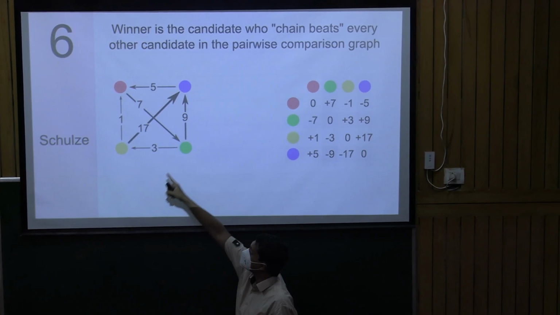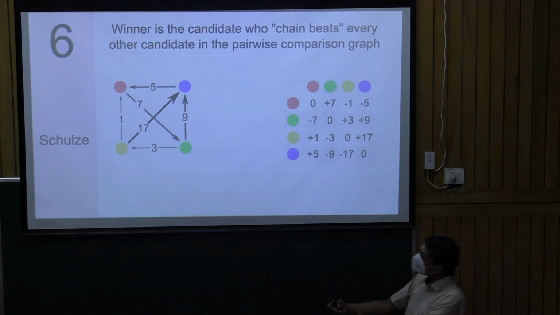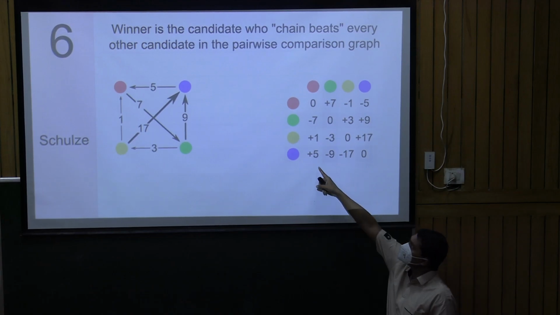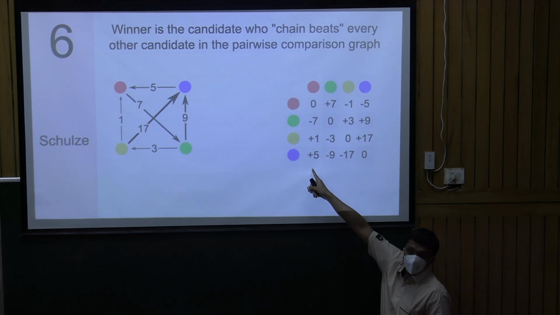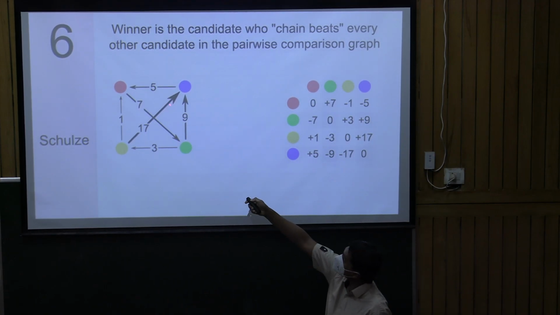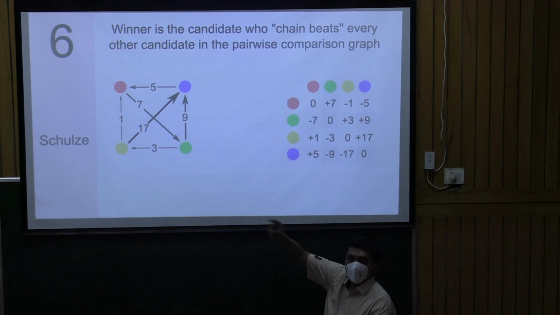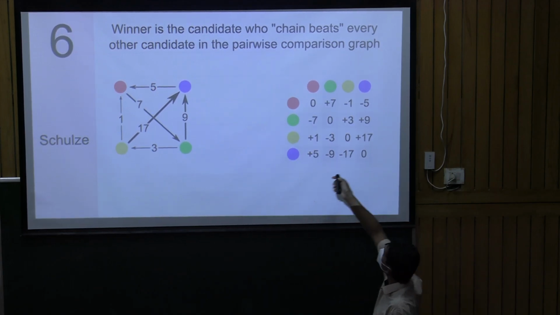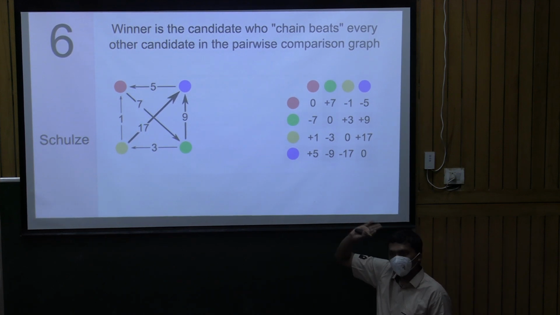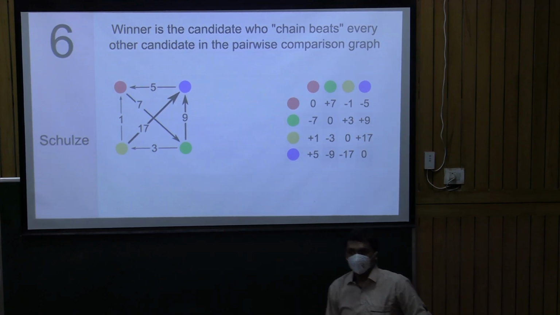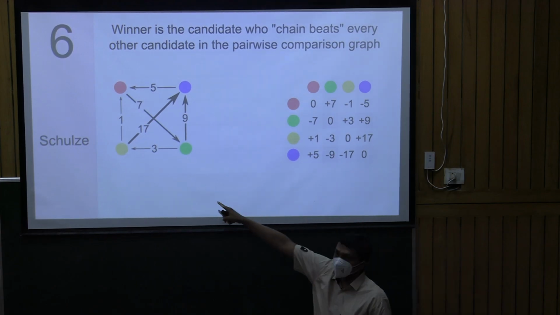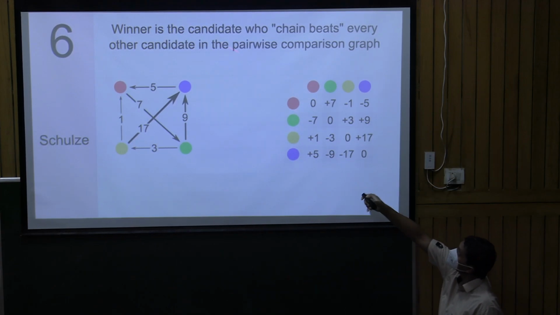The vertices of these graphs are again the candidates, and I'm going to draw an edge from a candidate to another with weight equal to the entry given from this matrix. So I'll draw an edge from blue to red with a weight of +5. And analogously in the other direction, there will be an edge from red to blue with a weight of -5 that I have not shown here. But know that it's there. I've just not drawn it. So I'm going to draw a graph with weights given by this matrix. That's this pairwise comparison graph.